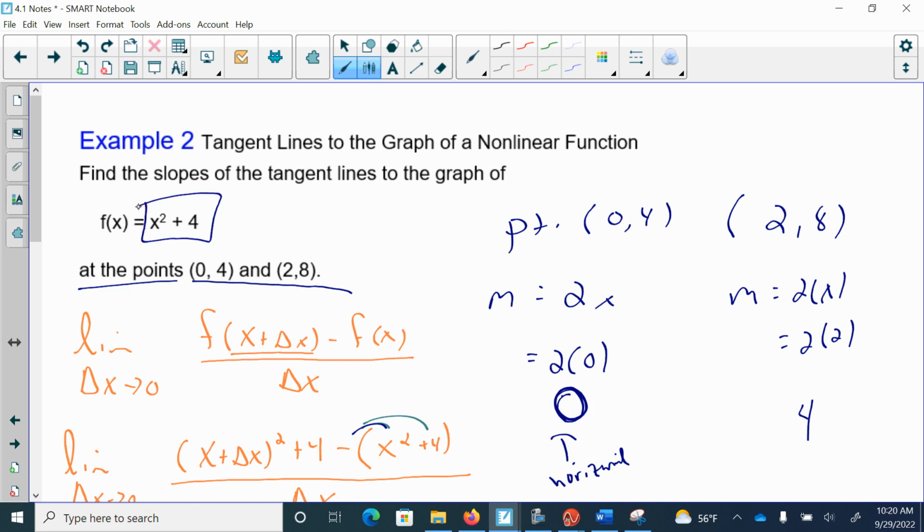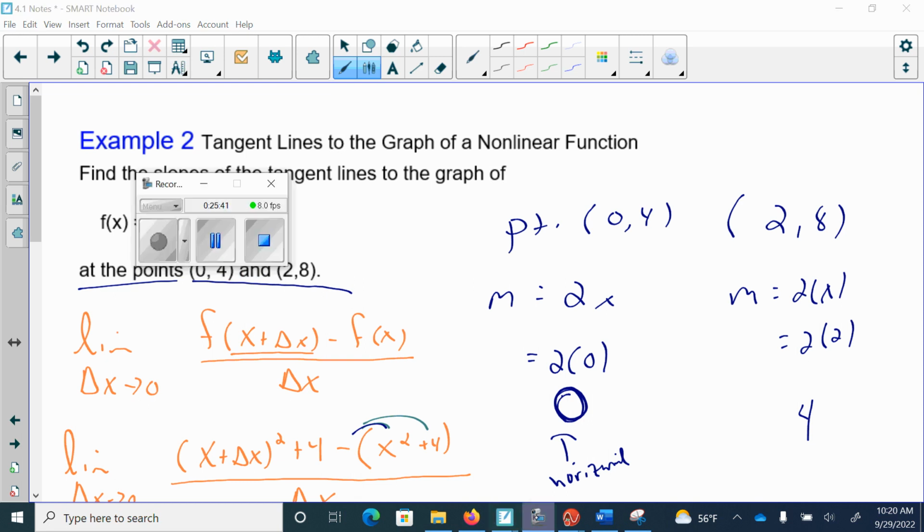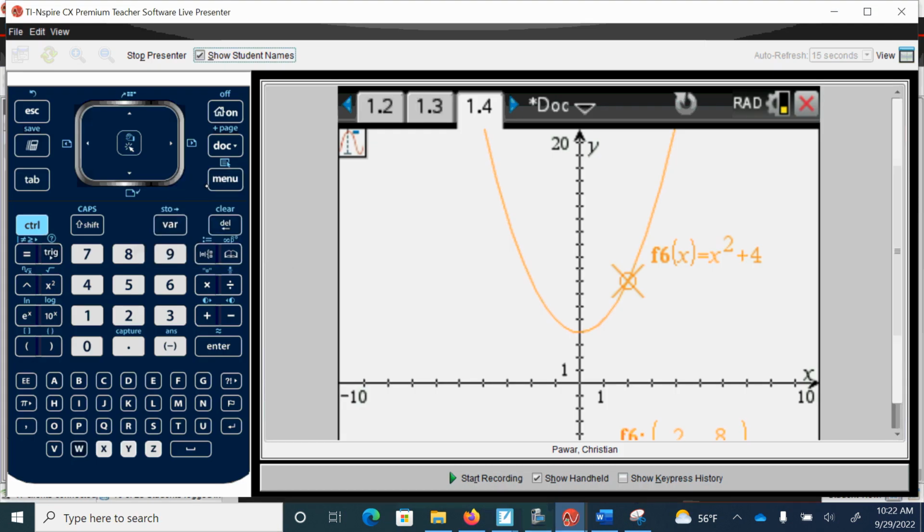Just graph that line, and I'll pull somebody up in a second. So that's the graph. At 0, we said the tangent line was 0, so that would be a horizontal tangent line, yes? And then the next point we did was 2.8. Did you purposely put that at 2.8? At 2.8, if I were to draw a tangent line here, that would have a slope of 4.